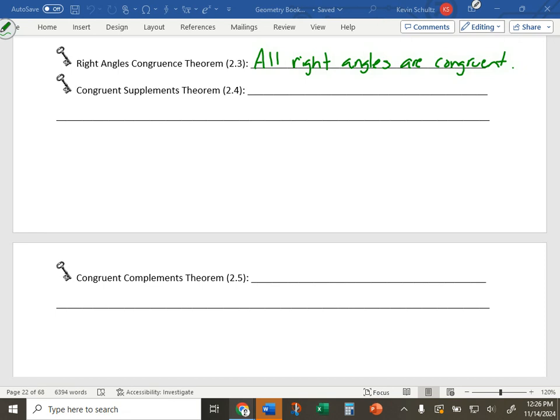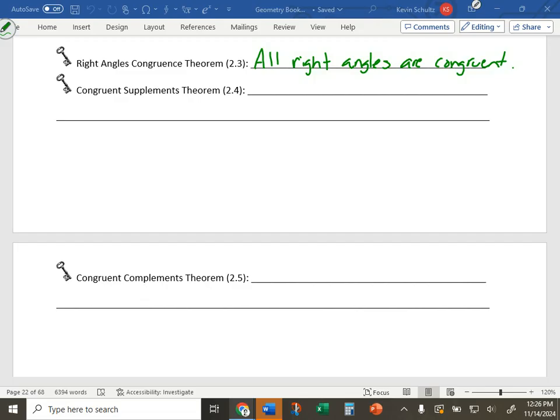No, this is no stars. This is the same as the first one, the reflexive. Kind of. Yeah, kind of. But it's the right angles congruence theorem. Yeah, so much more. You could say the 35-degree angle congruence theorem, I mean, so.